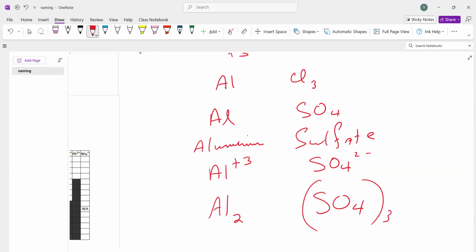Notice I have to put parentheses around it. So anytime we have a polyatomic ion, more than one, we have to surround it by parentheses. Even if there's one, if you want to put parentheses in there, that's fine. But parentheses are very important when we're talking about polyatomic ions. There are two positives.